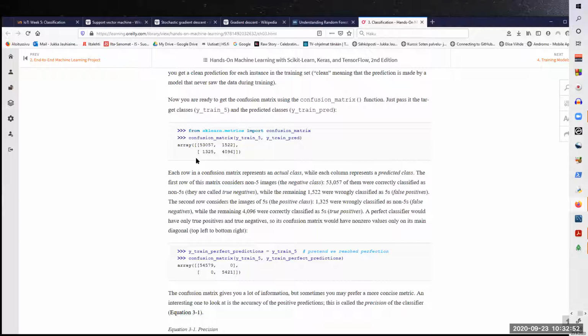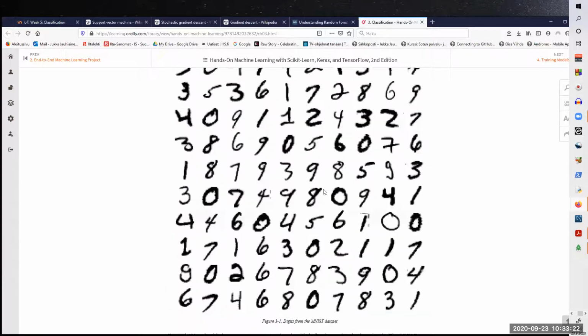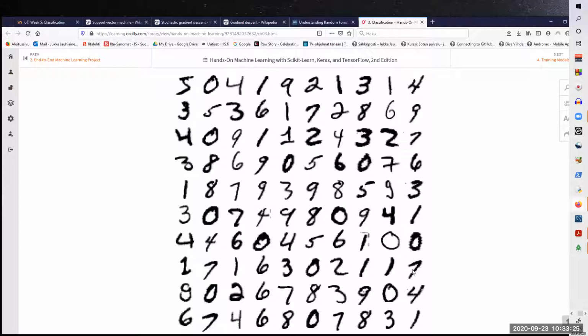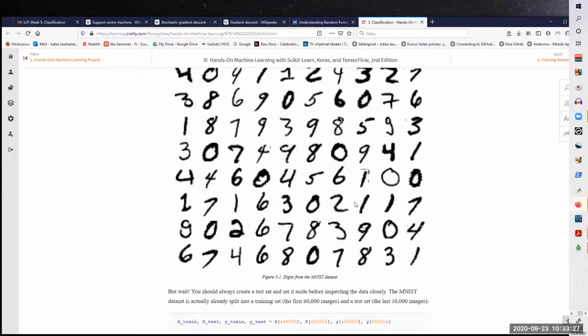And here, this 4,096 is the number of true positives. So this is the number of 5s in the dataset. So the handwritten number was 5, and this algorithm also identified it as 5.